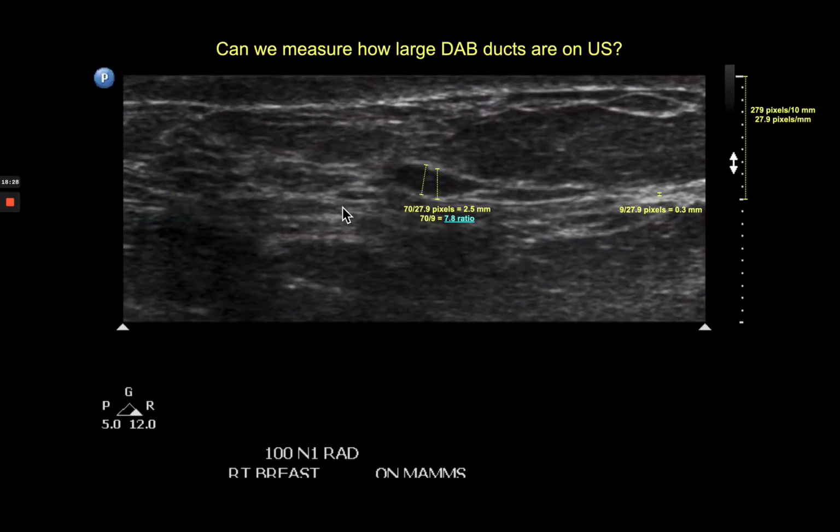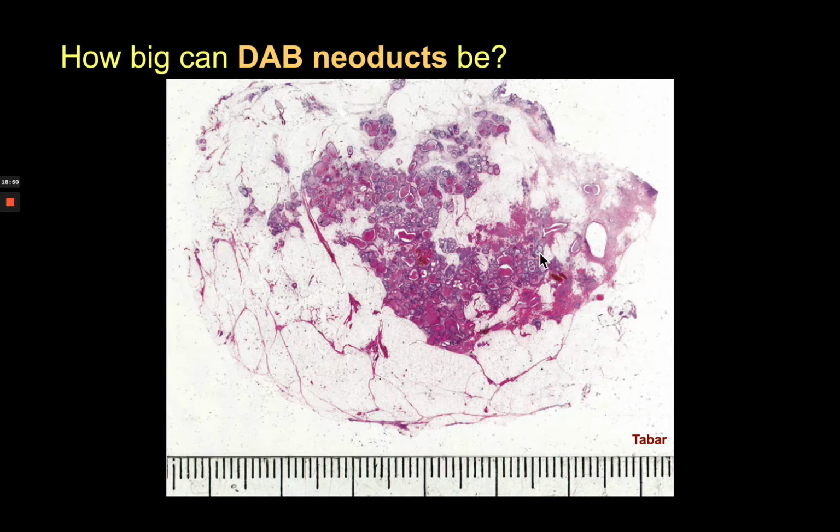And this is another involved native duct. Again, this is 70 pixels with a normal duct only 27 pixels. So we've got a 2.5 millimeter involved native duct that has a ratio of almost 8 times the size of normal ducts. So this is not subtle. These are grossly enlarged ducts and enlarged native ducts.